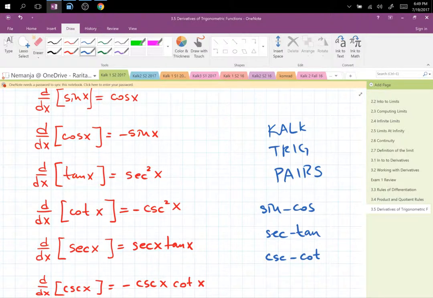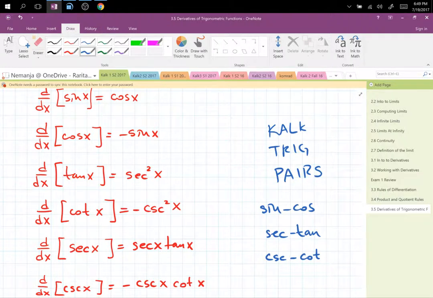Next, sine, cosine, negative sine. Those kind of look kind of flipped, right? But look at the tangent and cotangent. Secant squared, cosecant squared, right? And then look at the secant and cosecant. Secant tangent, cosecant cotangent, right? You see how in pairs they appear to be the same, right?